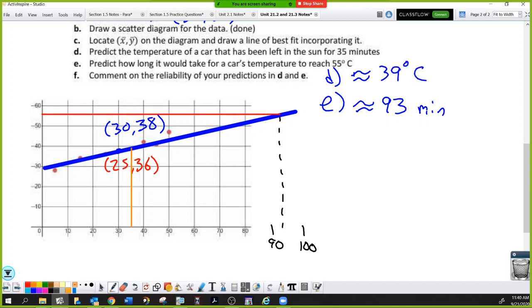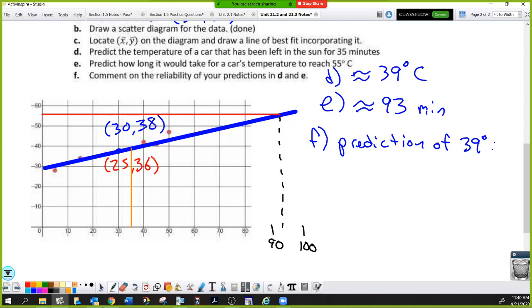There. Now part F asks us to comment on the reliability of our predictions. So for D, the prediction of 39 degrees, how do we feel about that? Is that reliable or unreliable? And why would you say reliable? Yeah. But more specifically, why would we say it?